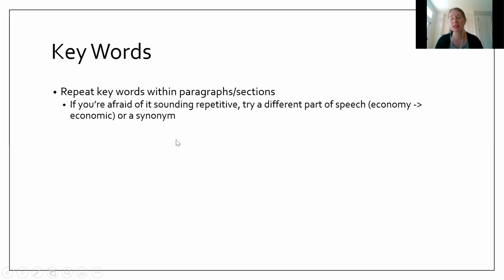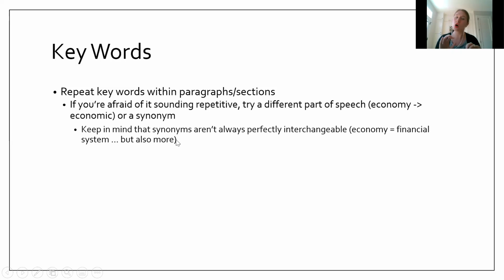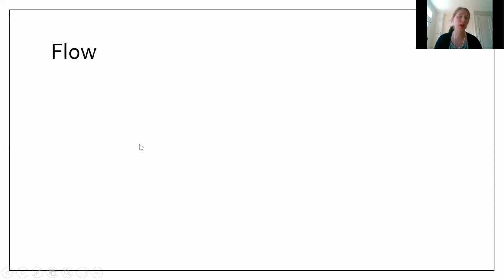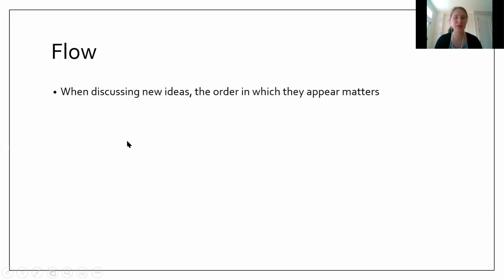Just be careful with synonyms, because synonyms are not always perfectly interchangeable. For example, an economy is a financial system, but it's also more than a financial system. So you want to make sure that when you are using a synonym, it actually works in the context in which you are trying to place it. And then you want to think about flow. This is where I was talking about the logical connections, the order within paragraphs.